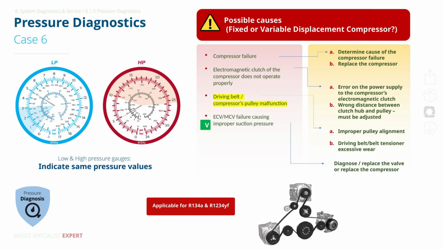A drive belt only works when it's properly tensioned. Older cars needed manual adjustment, but most modern vehicles use self-adjusting tensioners. You don't always replace the tensioner with the belt, only if it's worn or seizing, often heard as a rattling noise. Same gauge pressures, high and low, could be caused by a belt or pulley malfunction.